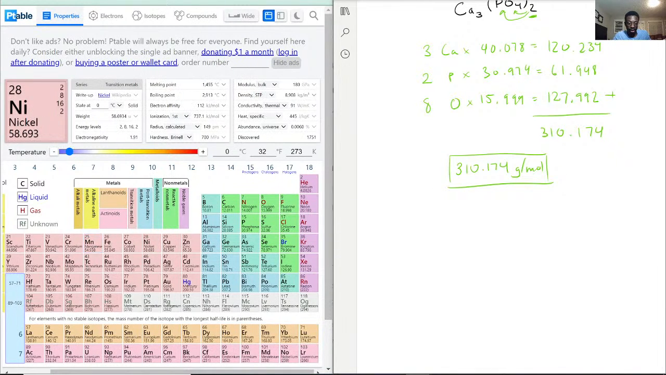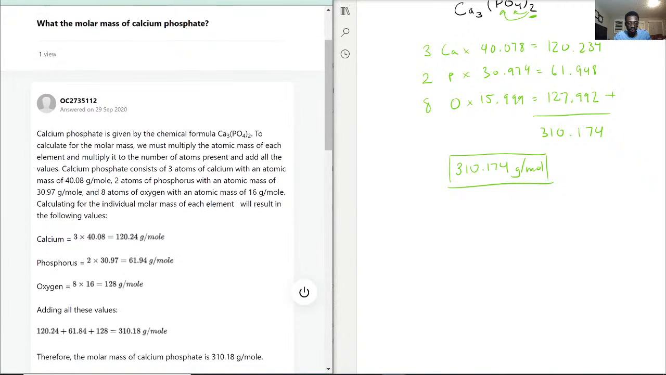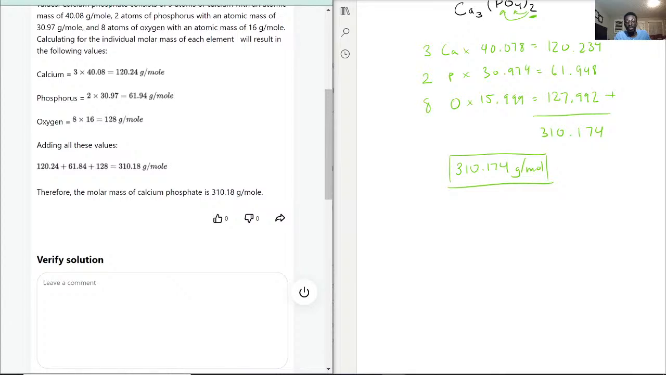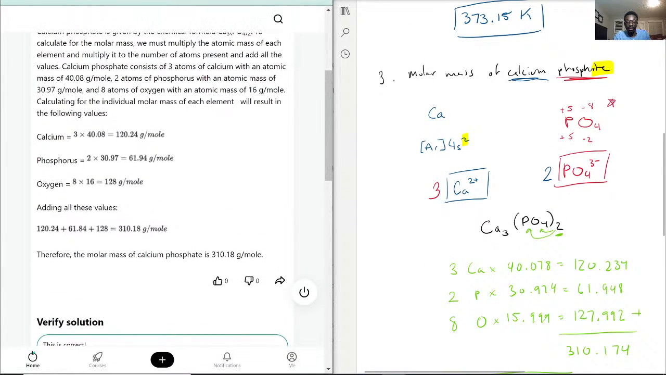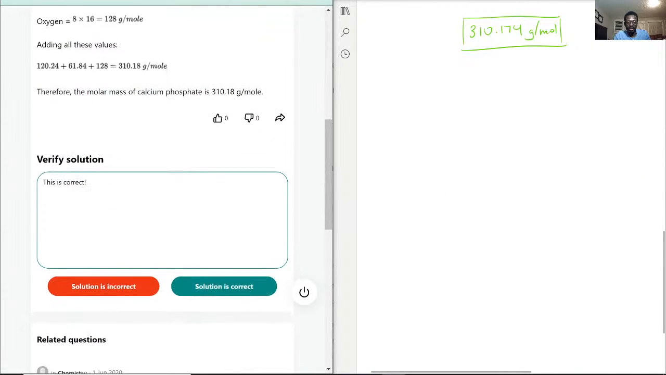So that's a really big molecule compared to the other ones we deal with. Let's see what they did here, and they do get around that number. You can see that the phosphorus value and the oxygen value and even the calcium value were slightly different, but they got an answer that's close to mine: 310.18. So with that, just a quick review. We first broke down what it meant to be calcium phosphate, okay? And then we found the molecular mass from there, okay?